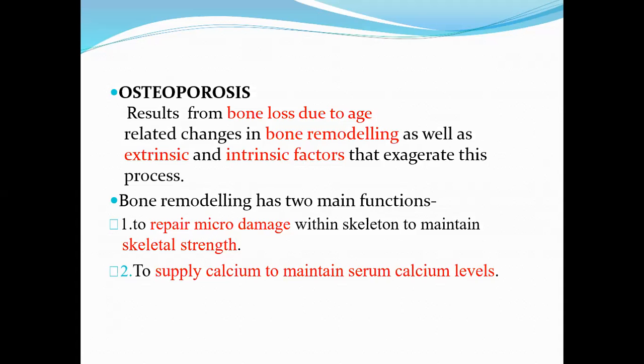Bone remodeling has two main functions. The first is to repair micro damage within the skeleton and maintain skeletal strength, meaning to give strain resistance to the bone. If minor fractures occur, remodeling heals that fracture by replacing old cells with newer cells and patching up the bone. That is strength, or we can say repairing.